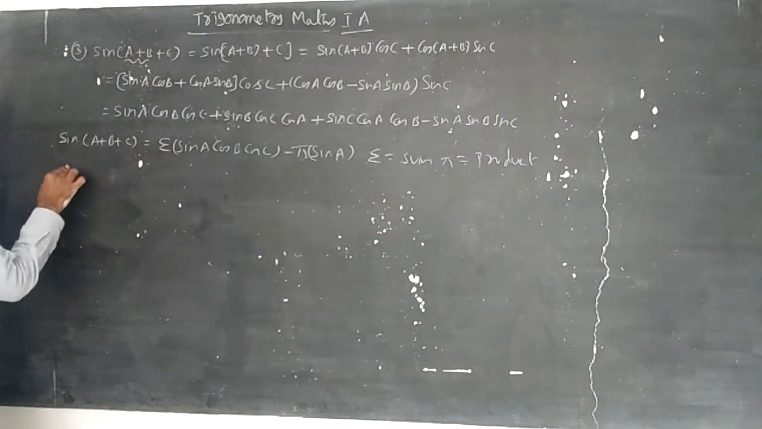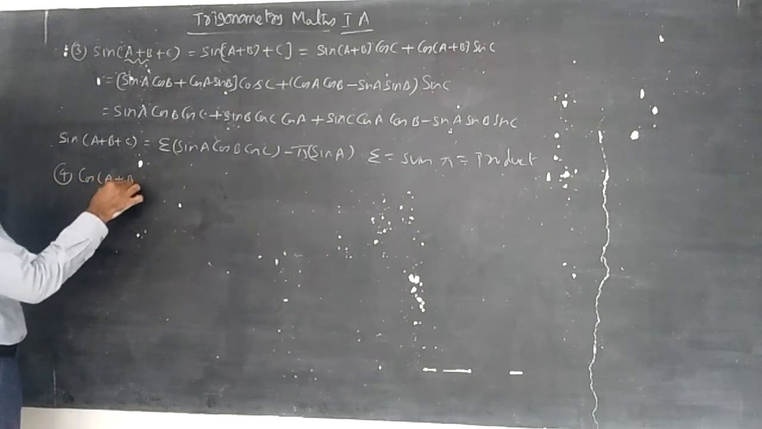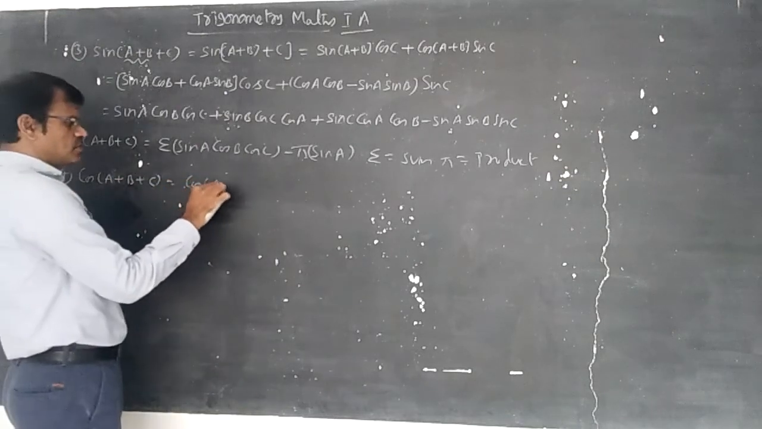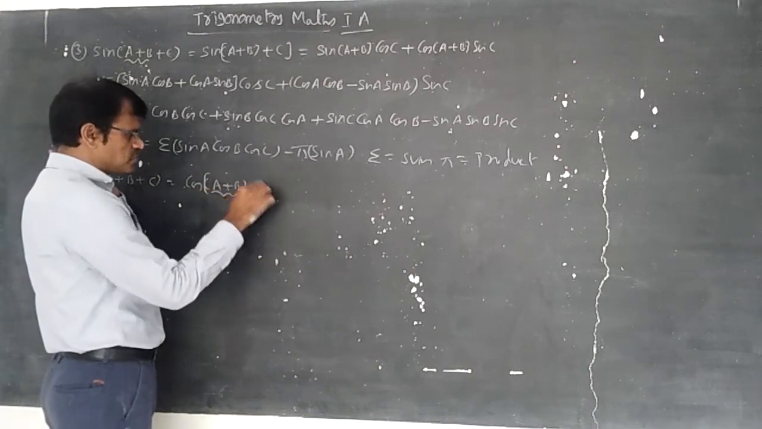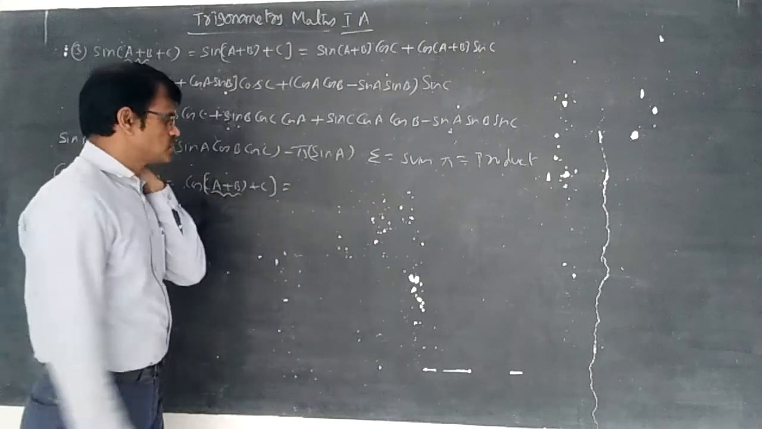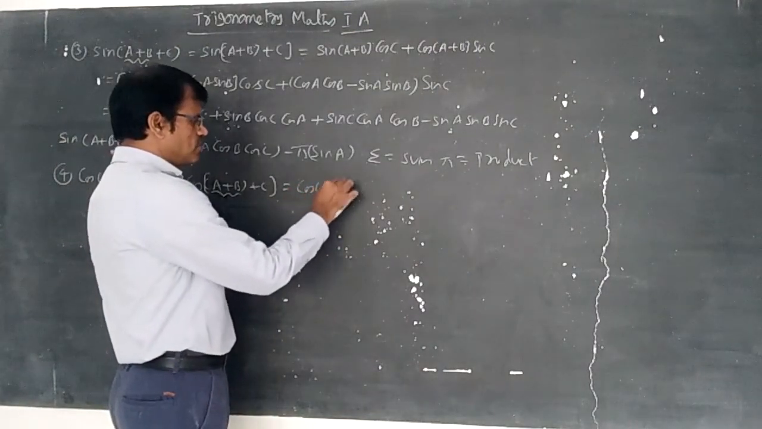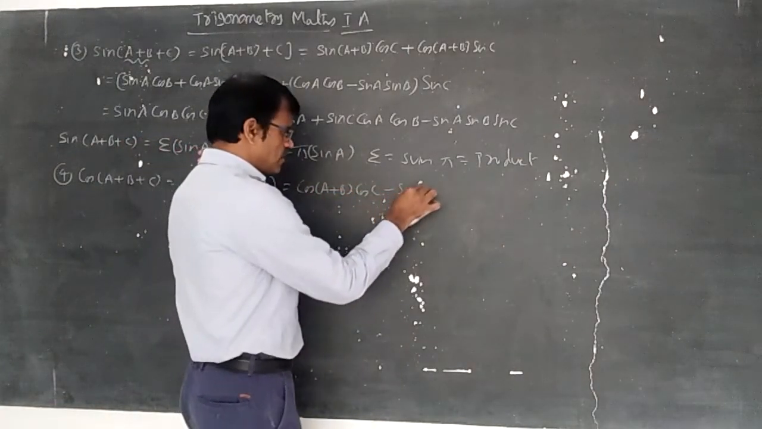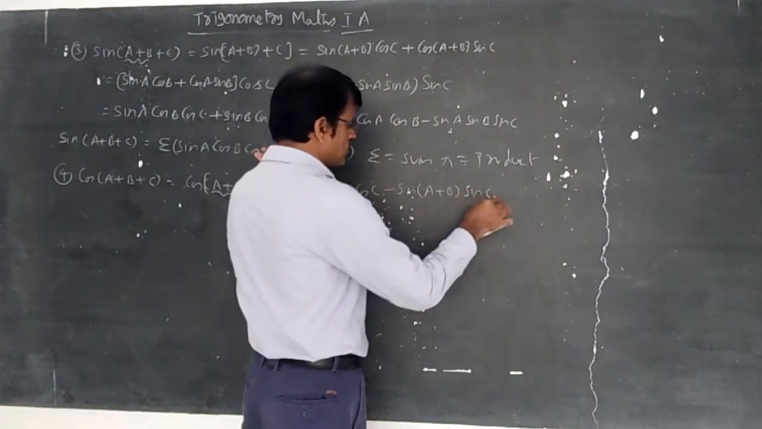Next, fourth one. Cos of A plus B plus C. In the similar way you understood. Try to understand like this. Cos of A plus B is a group and C is a group. Depends upon the cos of A plus B formula, you write cos A cos B minus sin A sin B. Cos of A plus B into cos C minus sin of A plus B into sin C.